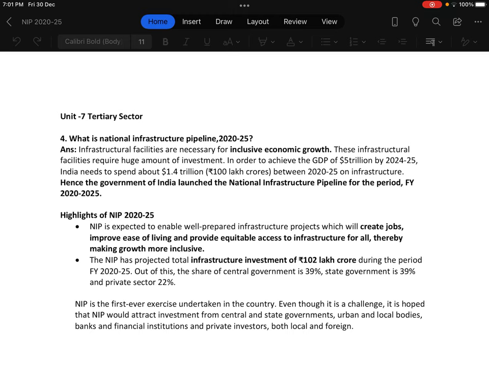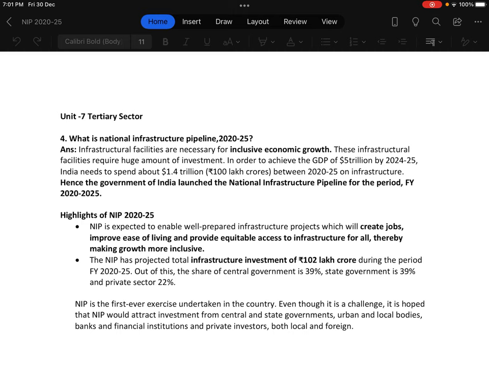But it is hoped that if the projects prepared by the government are proper, then definitely, or automatically, it will attract investment from various sectors. First, it should attract investment from the central government itself. It should also attract investment from the respective state governments. Apart from that, we should also get investment from foreign countries, and also urban and local bodies, banks and financial institutions, and private investors in the country. All those sectors should come forward to invest in this infrastructure.